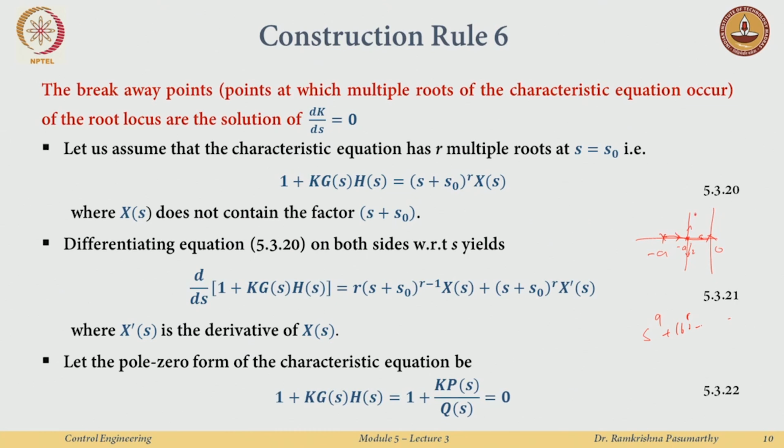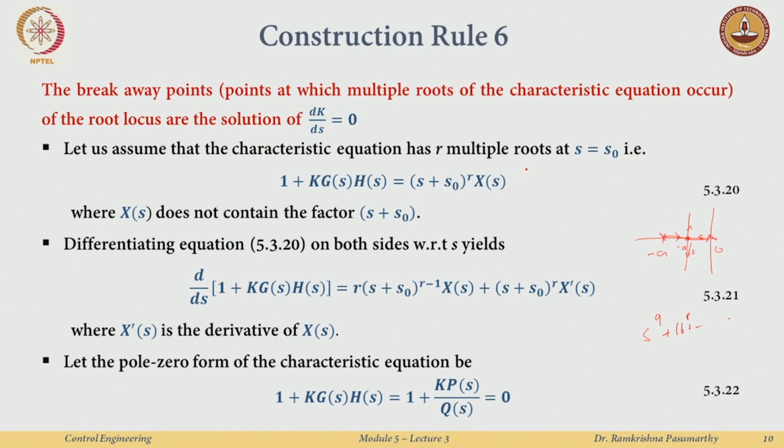Now, let us assume that at this point there are multiple roots. The root is 0, the root is minus a, or the poles, and then they come here, and both the poles have the same value, minus a by 2 and minus a by 2. When this happens, my characteristic equation 1 plus k g times h will have a root at s0 with some multiplicity r, times x of s. Again this x of s does not contain this factor, and we will be interested in situations where r is at least 2.